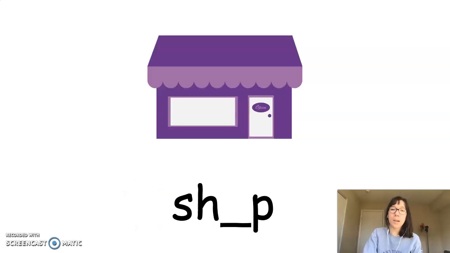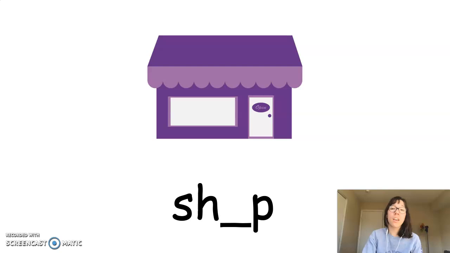So now let's practice a different way. I have a picture and a word underneath it, but our vowel sound is missing. So we're going to listen to each one of these words and see if we can figure out what sound we're missing and then what letter makes that sound. This is a picture of a shop.